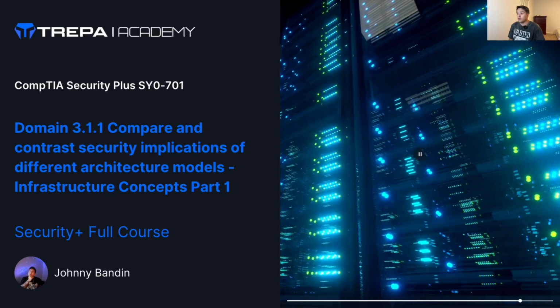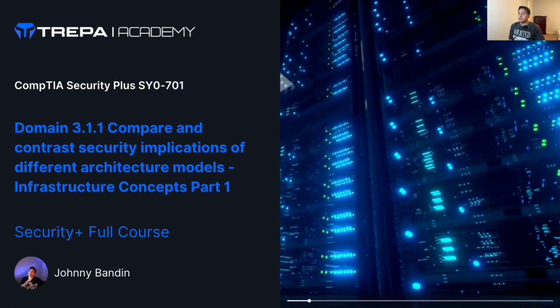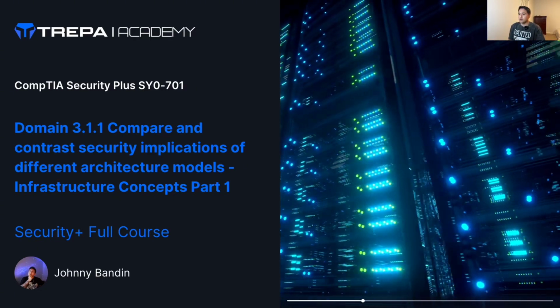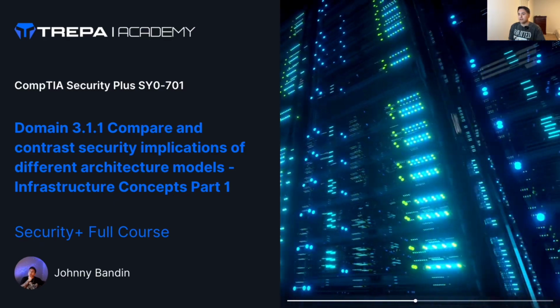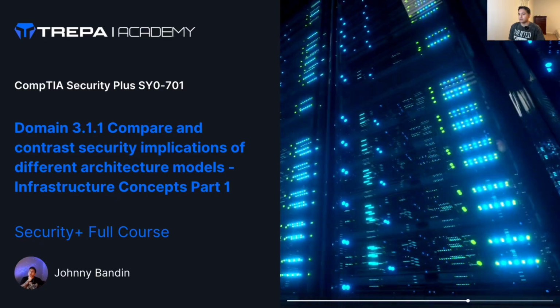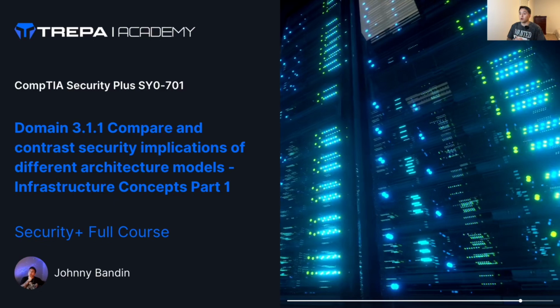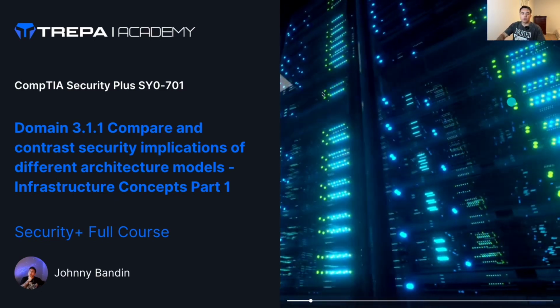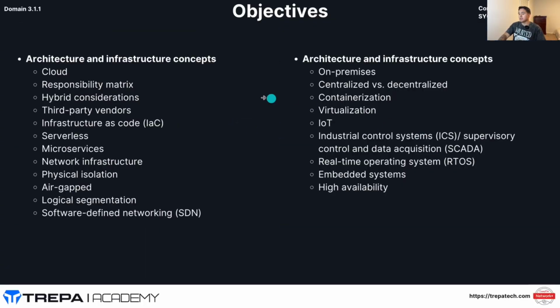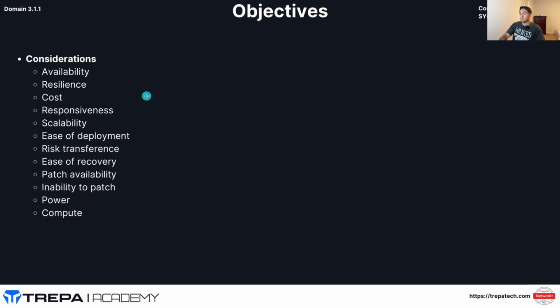Okay, so starting off our crash course, going over Domain 3. We're going to start off by going over Domain 3.1.1. Compare and contrast security implications of different architecture models. This is going to be two parts. So we're going to have infrastructure concepts part 1. Let's go ahead and jump into it. So here's going to be all the infrastructure concepts we're going to go over. We can see the first section here, part 2 here, and then part 3, or really the last section of Domain 3, will be considerations.